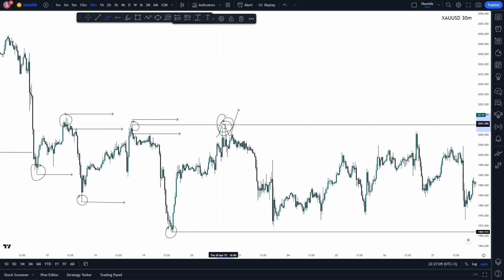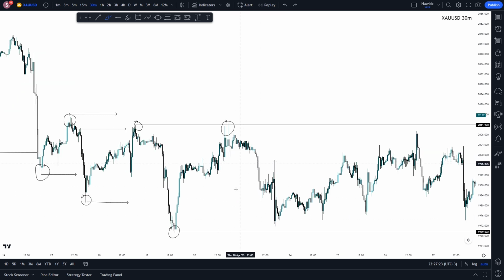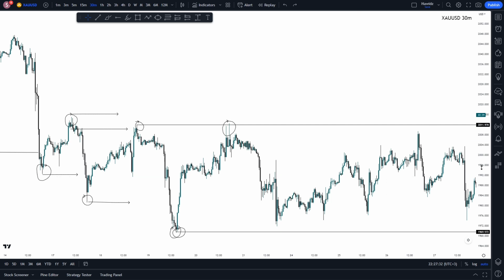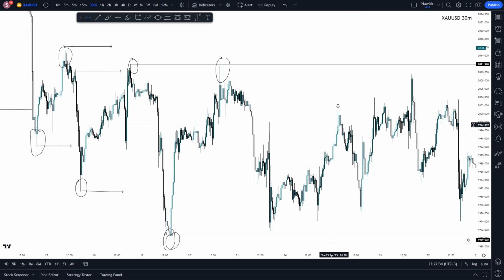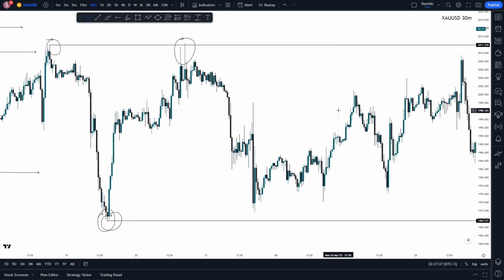It just wicked above to indicate that there was some sort of absorption taking place, just a liquidity grab and nothing else. And then from there, price made its way back down. Now, making its way back down, we're supposed to see price coming all the way down here and taking out this low, but as you can see, that never happened.